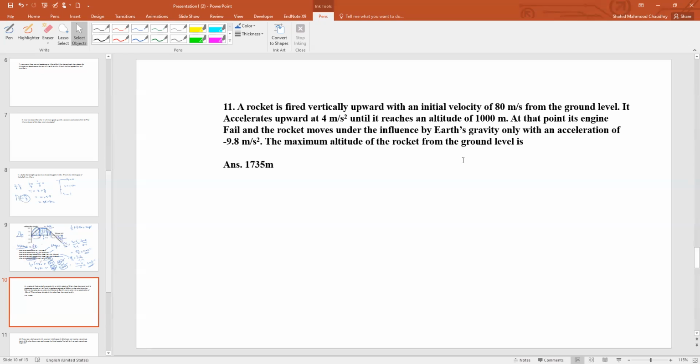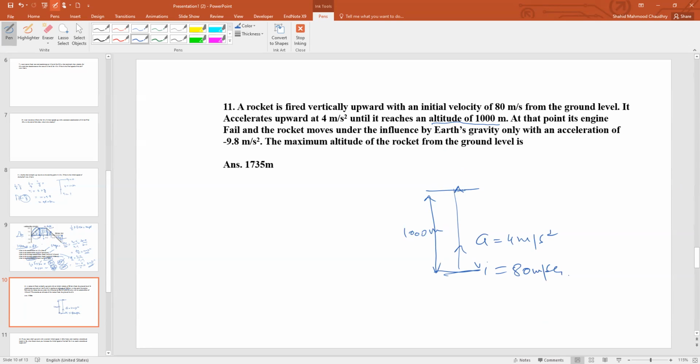A rocket is fired vertically upward with an initial velocity of 80 meter per second from the ground. This problem is a little tedious. So here its initial velocity is given, and this is 80 meter per second. Okay. From the ground, this is the ground level. It accelerates upward at 4 meter per second square. So its acceleration is not g, its acceleration is given this value until it reaches an altitude of 1000 meter. So this height is 1000 meter.